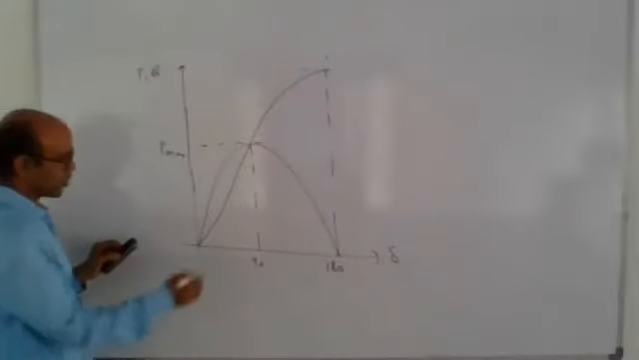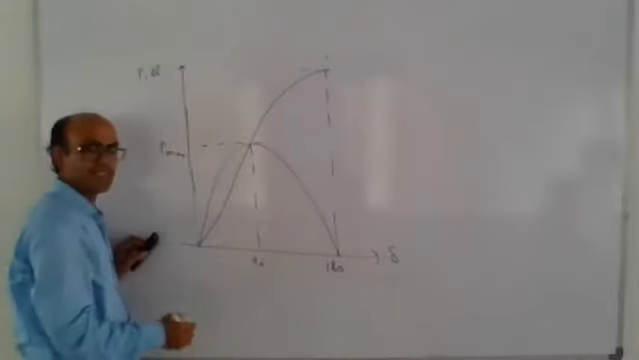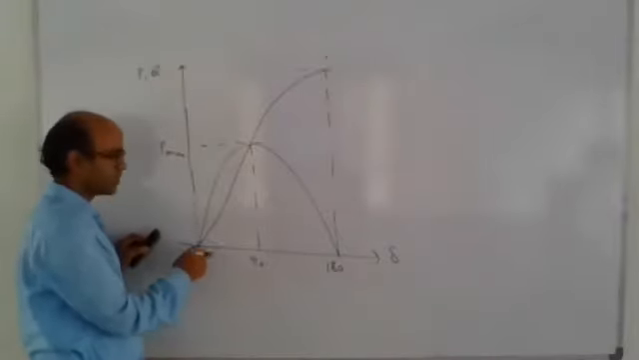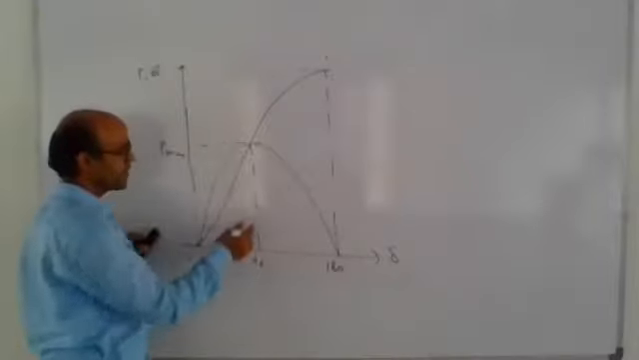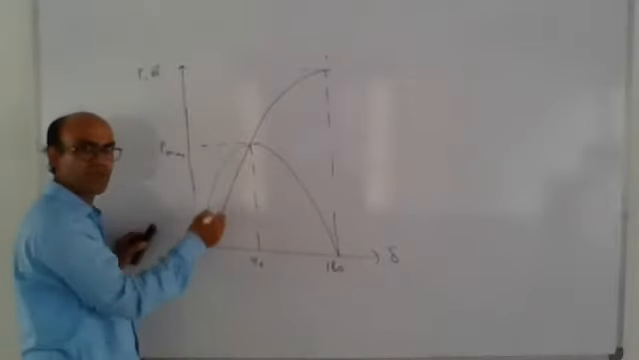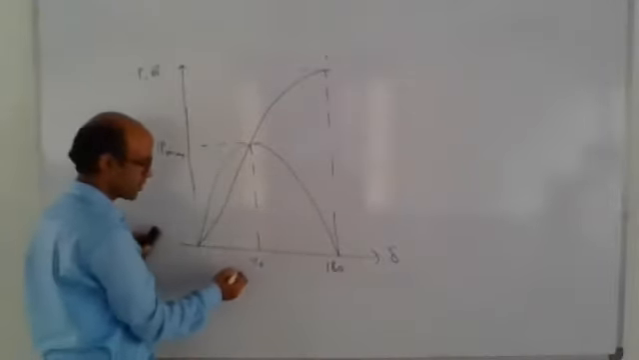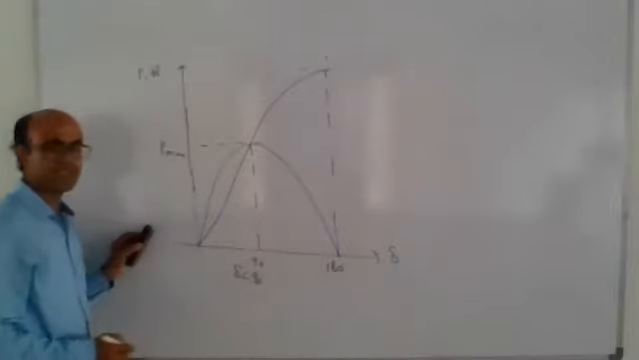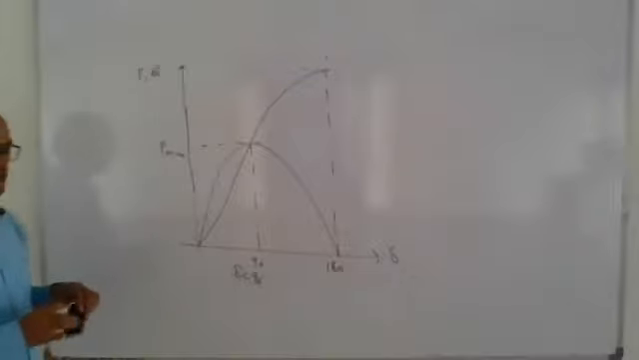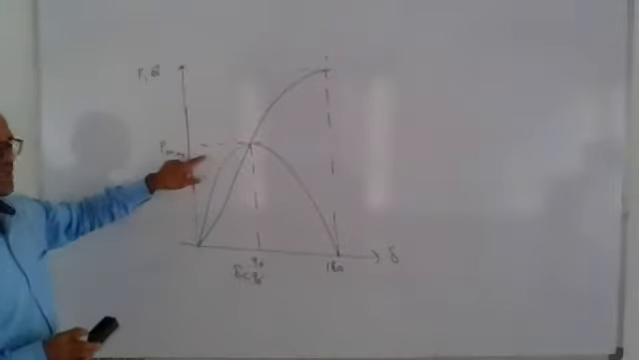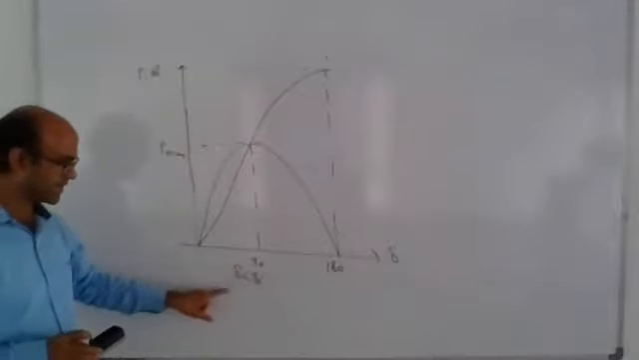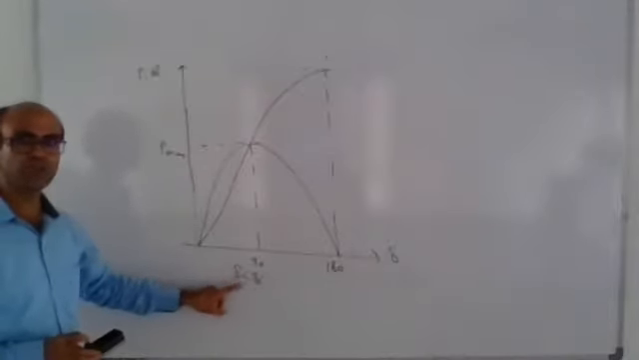So we will never let delta go beyond 90 degree. I will prove to you in stability why we will not go beyond 90, but we can also observe from here that delta should always be less than 90 degree for stability. And this you will also see in synchronous machines in electrical machines. Delta should always be less than 90 degree from the stability point of view.